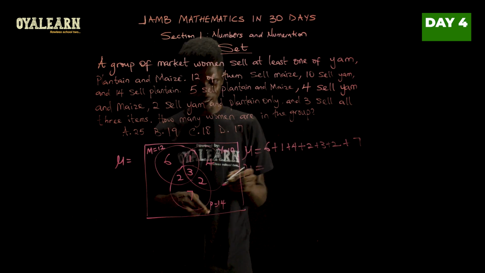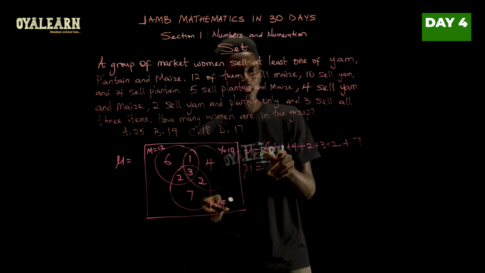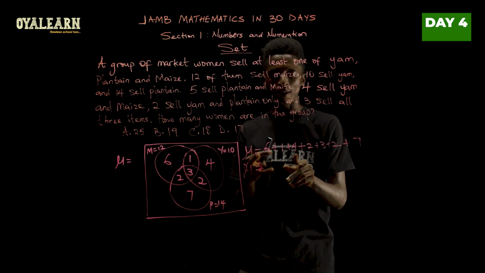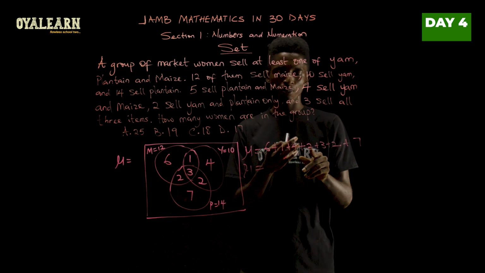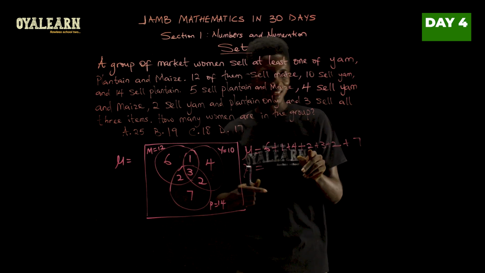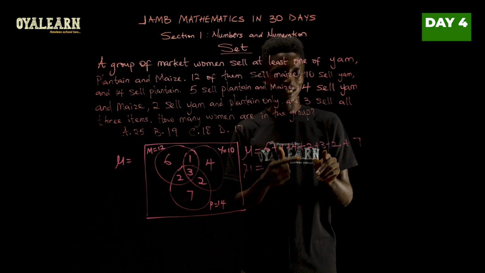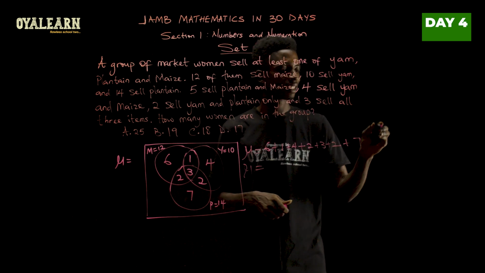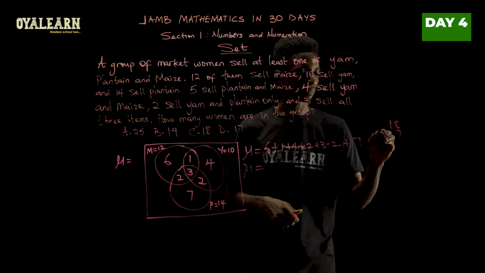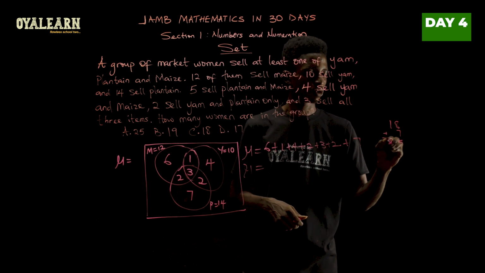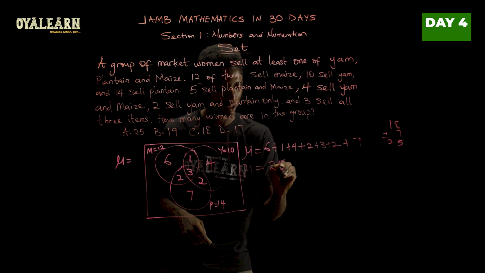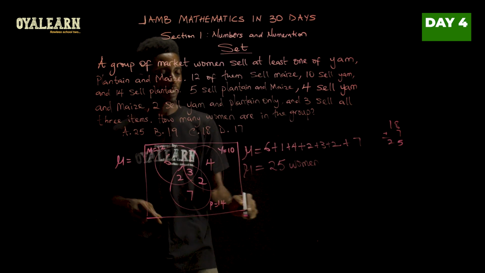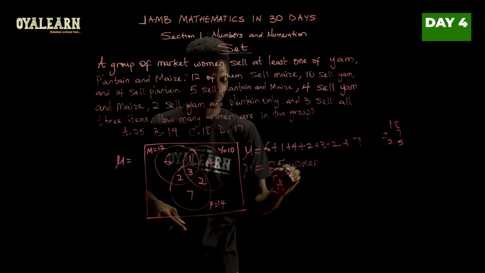So the universal set is therefore, now 6 plus 1, that's 7. 7 plus 4, we have 11. 11 plus 2, that's 13. 13 plus 3, and that's 16. 16 plus 2 is 18. And then 18 plus 7 would give us 25. So we have 25 women in the group. So the correct option here would be option A.